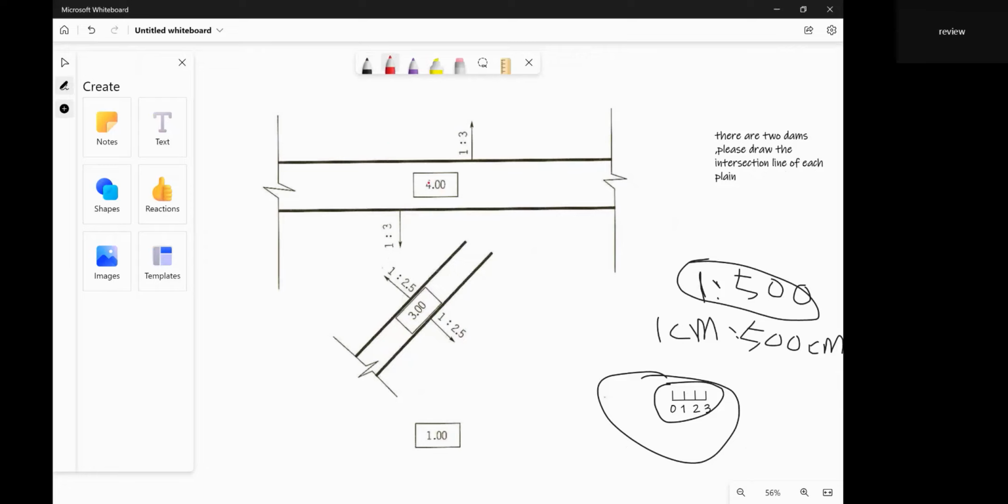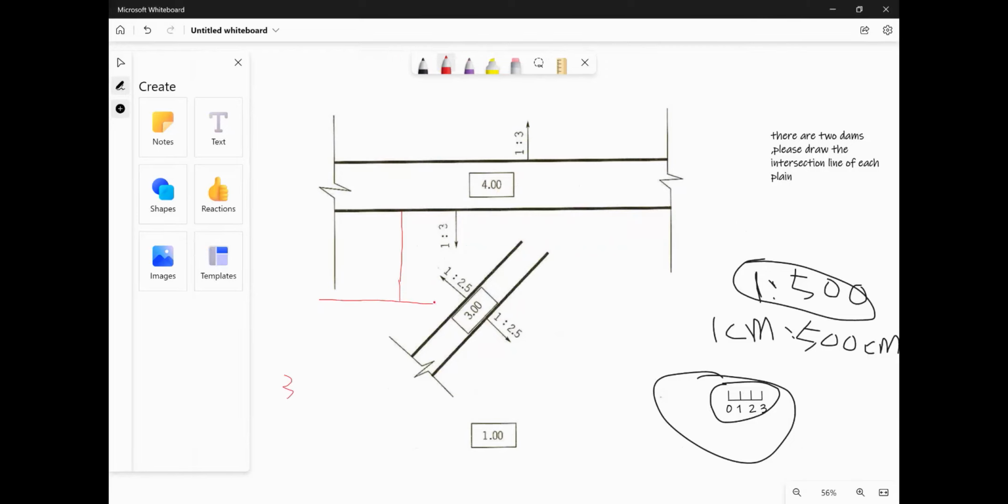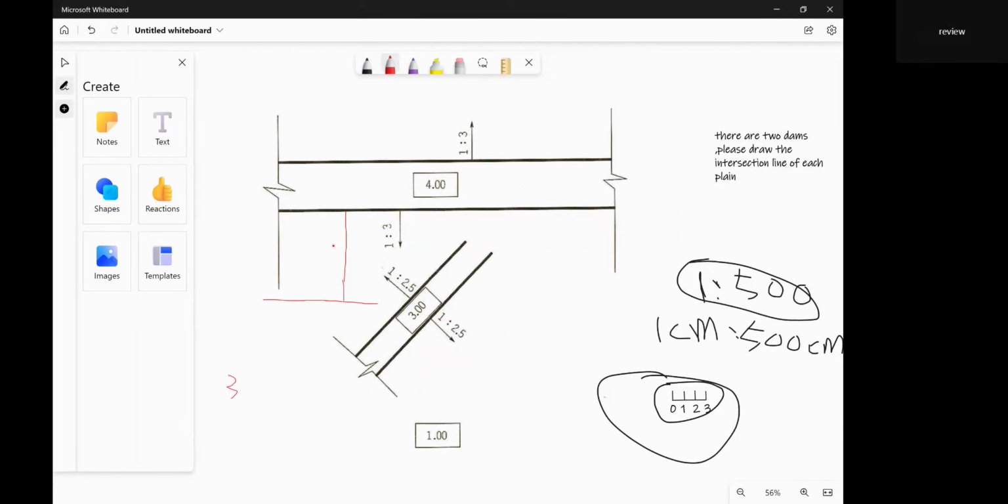For the first step, please find the difference between 4 and 1. The difference is 3, and the slope is 1 to 3. So you can measure the distance: 3 multiplied by 3 is 9. So this distance is 9, 3 times 3 equals 9. Also, this side is also 9.